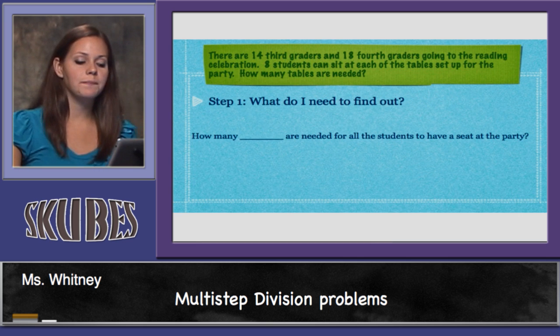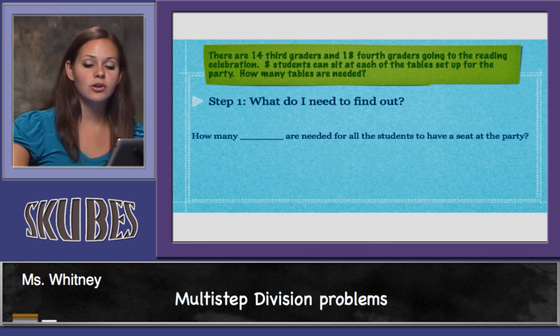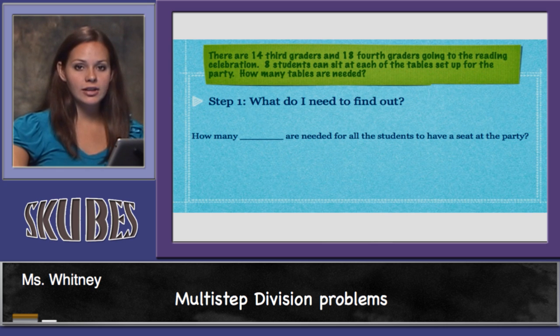Here's our first problem. There are 14 third graders and 18 fourth graders going to the reading celebration. 8 students can sit at each of the tables set up for the party. How many tables are needed?